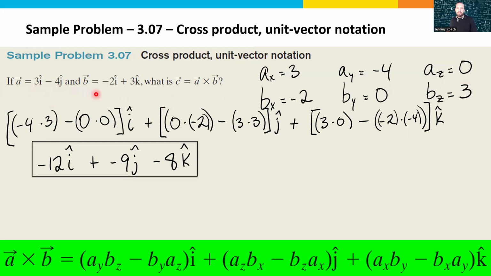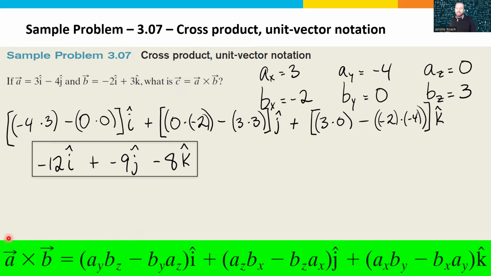For vector B, x component is -2. The y component is 0. It skips j. It goes right to k. So by is 0. bz is 3. So now we're going to write this out all as one statement. Actually, we're not adding them together, excuse me. We are using this formula down here.